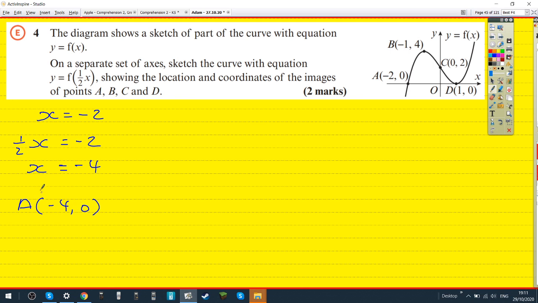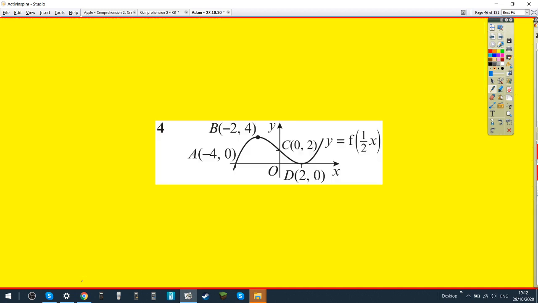So A becomes -4, 0. How about B? B becomes -2, 4. Well done. C becomes 0, 2. Yep. And D becomes 2, 0. That's great: -4, 0; -2, 4; 0, 2; and 2, 0.